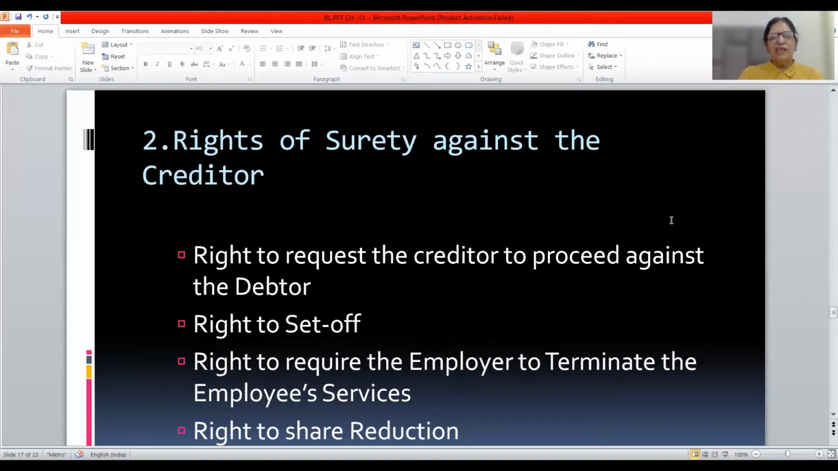The right to share reduction. Sometimes say the principal debtor has become insolvent and action has been taken by the creditor against the debtor.